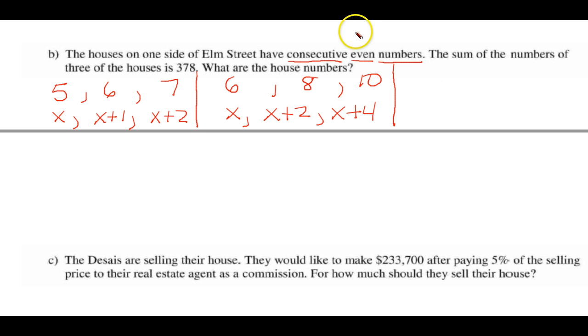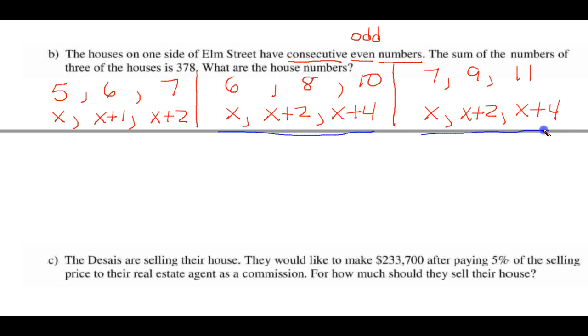Now let's do if we had odd integers. We had just consecutive integers, consecutive even. Now odd would be like 7, 9, and 11. Well, if 7 is x, how do I write 9? X plus 2. How do I write 11? X plus 4. And you might say, wait a minute.